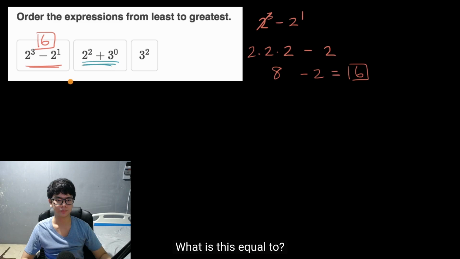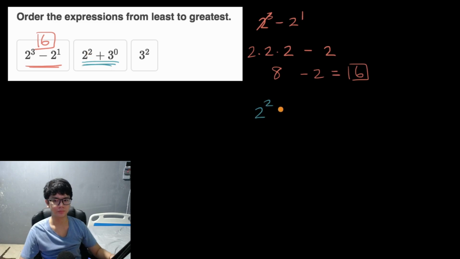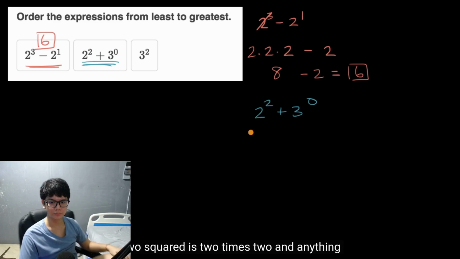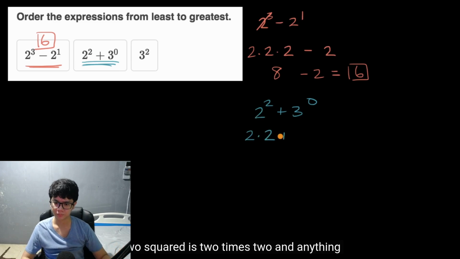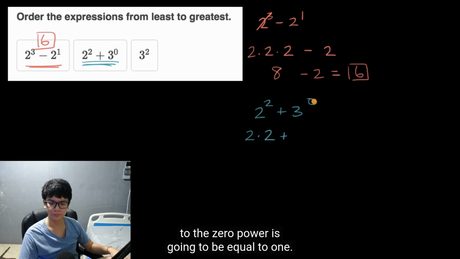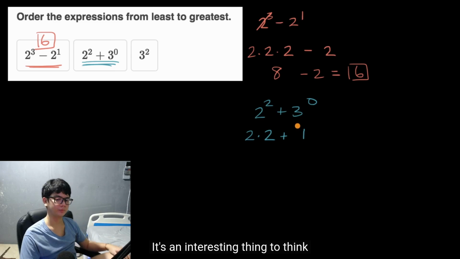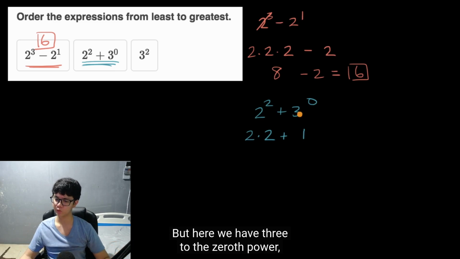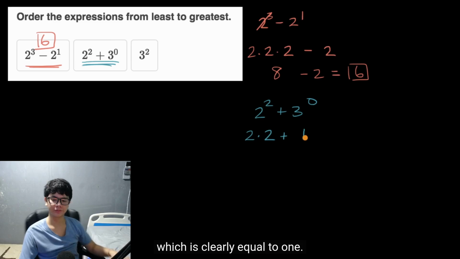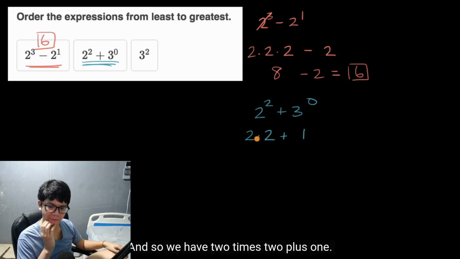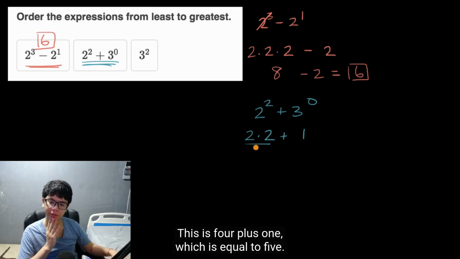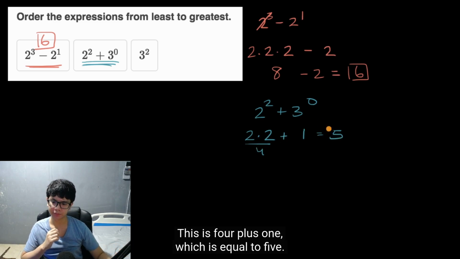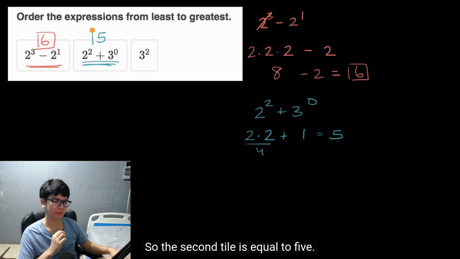Now, what about this right over here? What is this equal to? Well, let's see. We have 2 squared plus 3 to the 0. 2 squared is 2 times 2. And anything to the 0 power is going to be equal to 1. It's an interesting thing to think about what 0 to the 0th power should be, but that'll be a topic for another video. But here we have 3 to the 0th power, which is clearly equal to 1. And so we have 2 times 2 plus 1. This is 4 plus 1, which is equal to 5. So the second tile is equal to 5.